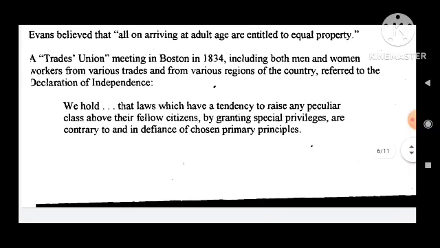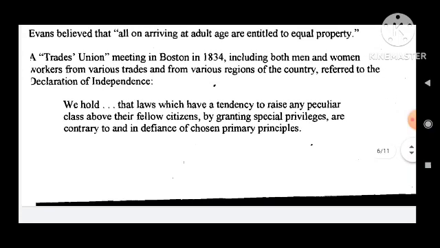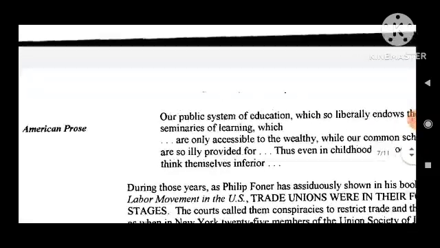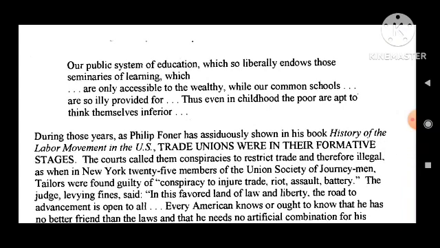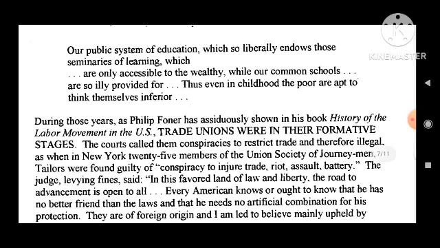A trades union meeting in Boston in 1834, including both men and women workers from various trades and from various regions of the country, referred to the Declaration of Independence. We hold that laws which have a tendency to raise any peculiar class above their fellow citizens by granting special privileges are contrary to and in defiance of chosen primary principles. So, our public system of education, which so liberally endows those seminaries of learning which are only accessible to the wealthy, while our common schools are so illy provided for, thus even in childhood the poor are apt to think themselves inferior.